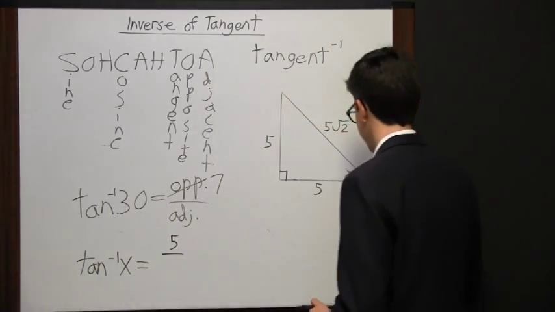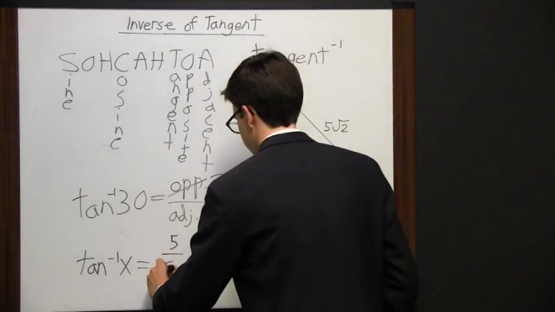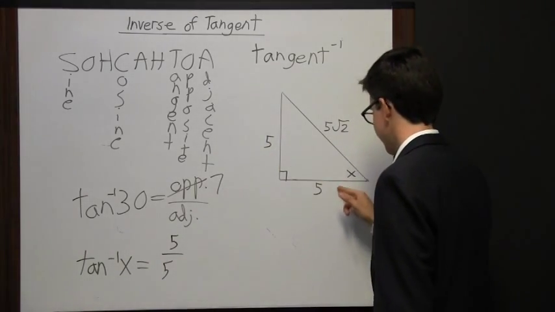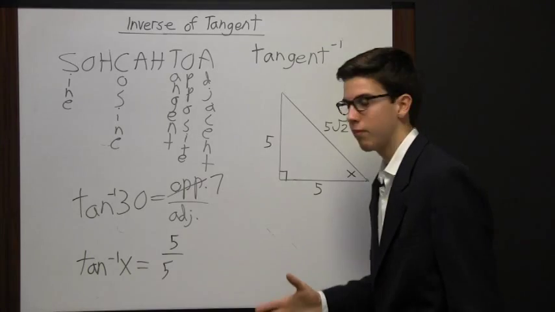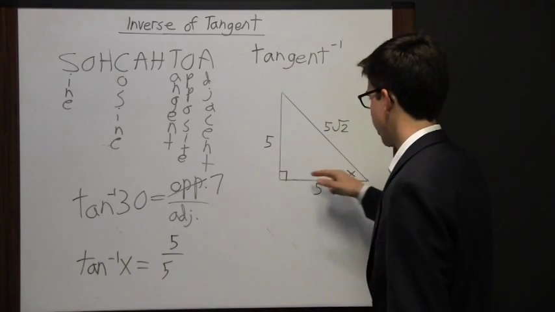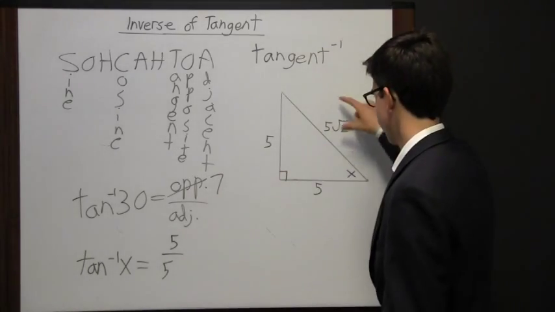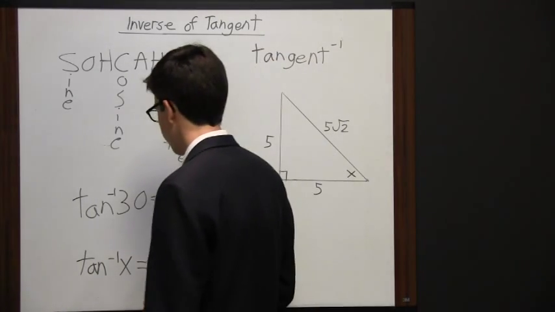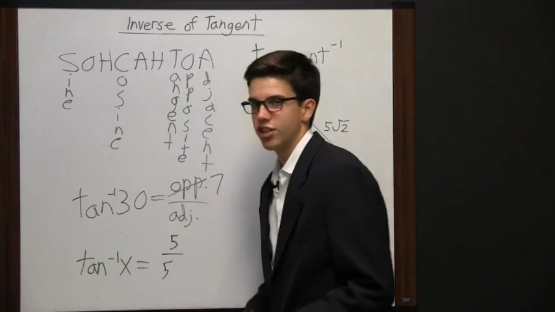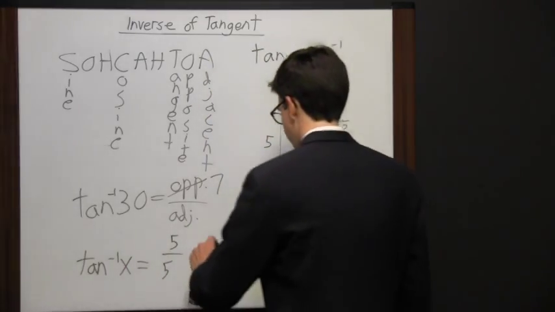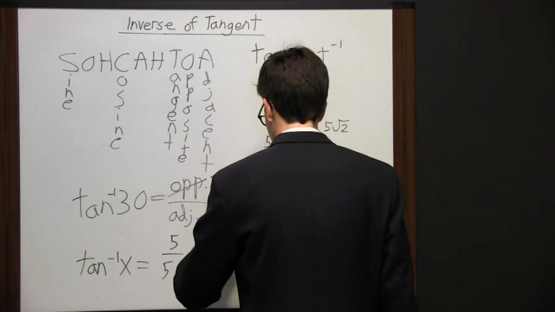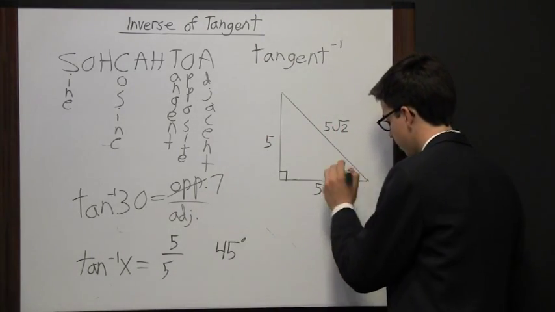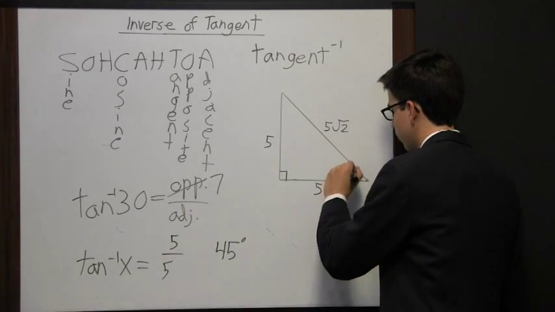And the leg that's adjacent is also 5 because this leg right here is opposite of x and this leg right here is adjacent to x. And then of course the hypotenuse is the side of the triangle across from the 90-degree angle. It's the really long side, but that's not pertinent to us. So we're just doing 5 divided by 5, and we're taking the inverse tangent of that. So I'll go ahead and save you the math, but the answer is 45 degrees. And so we can replace x right there with 45 degrees.